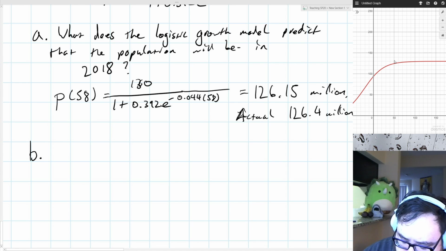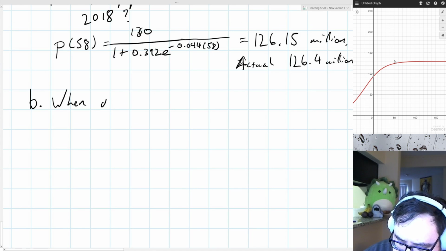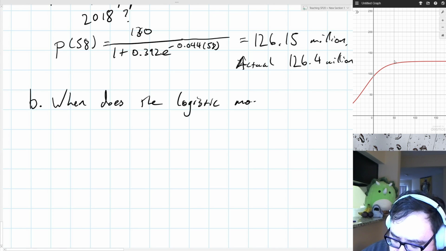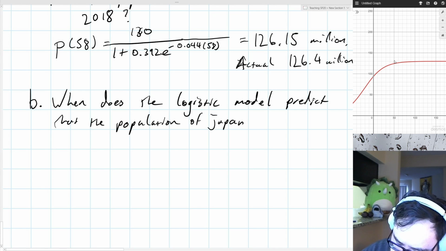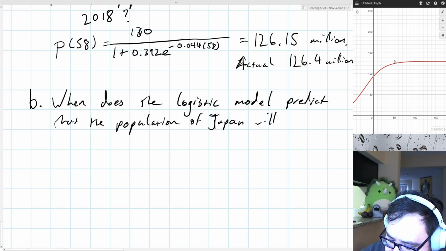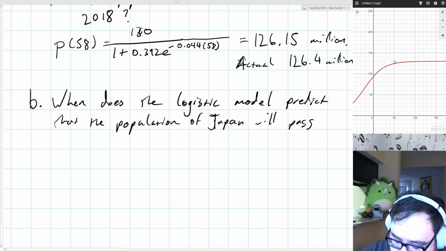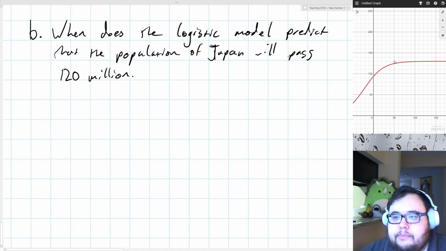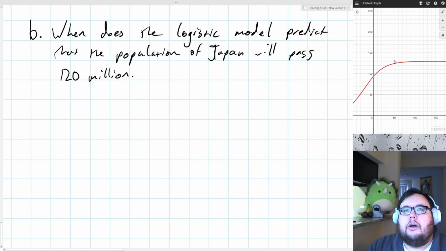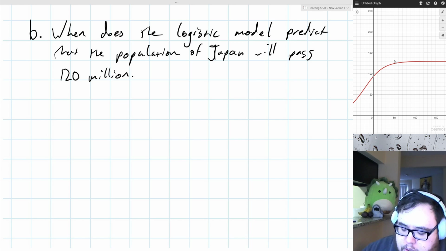Let's do B. When does the logistic model predict that the population of Japan will pass 120 million? So let's just do an example of solving a logistic model for t, because that's a little tricky and it's definitely worth looking at.